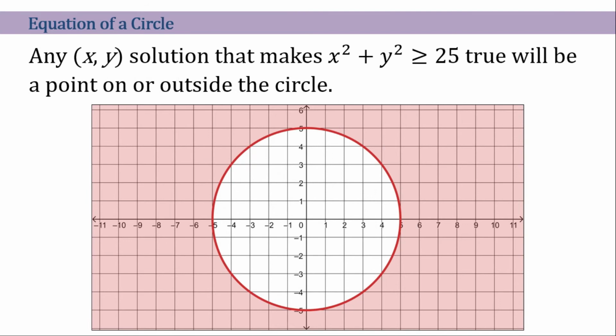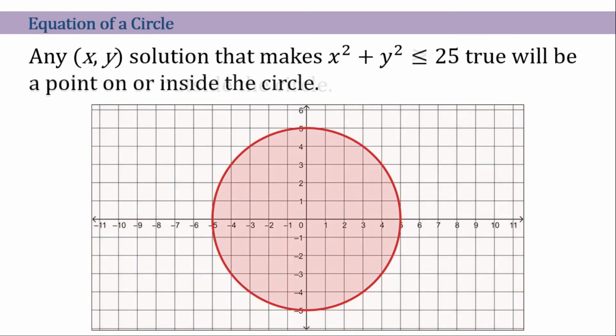If it is greater than or equal, then all the points that pass through this circle should be included. That's why it is written in a solid line. Same as with this one, all of the points inside and the points on the circle.